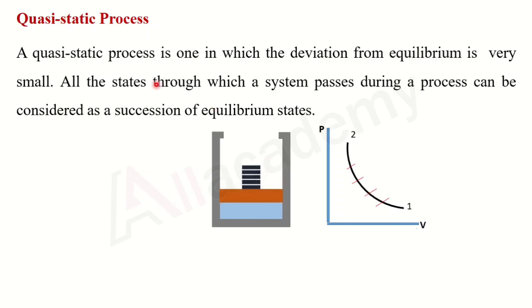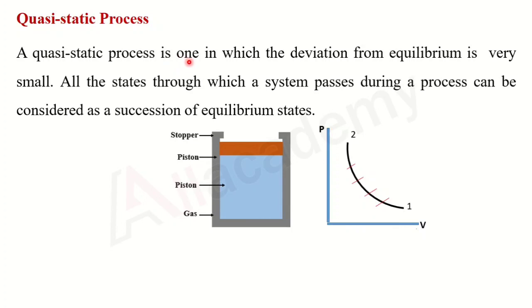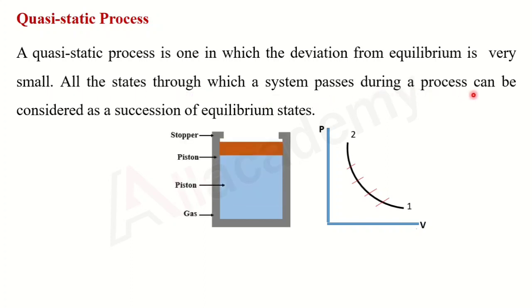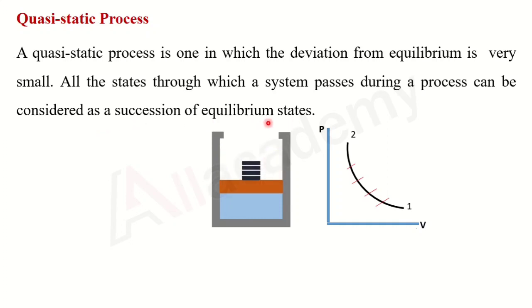Now let us study the quasi-static process. One more important concept is the quasi-static process. A quasi-static process is one in which the deviation from equilibrium is very small. So all the states through which the system passes during the process can be considered as a succession of equilibrium states. Whenever the process is carried out at such a rate that at every intermediate point the equilibrium condition can be described and fixed, such a process is known as a quasi-static process.